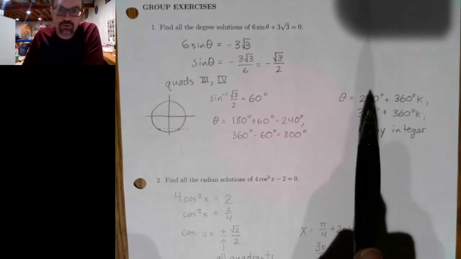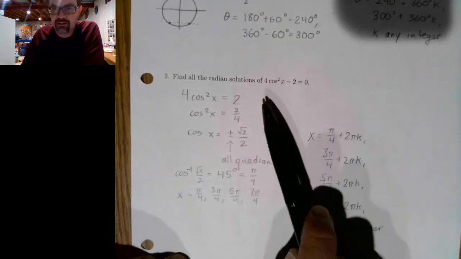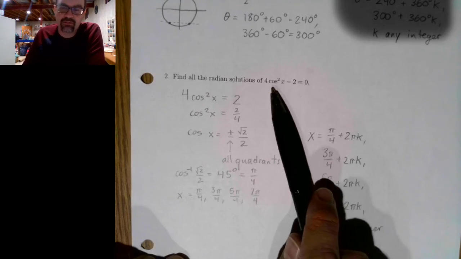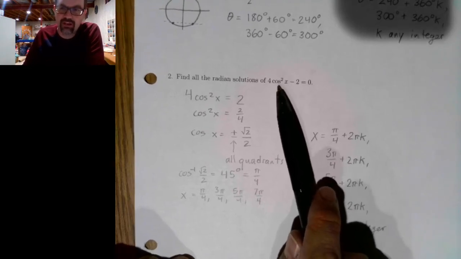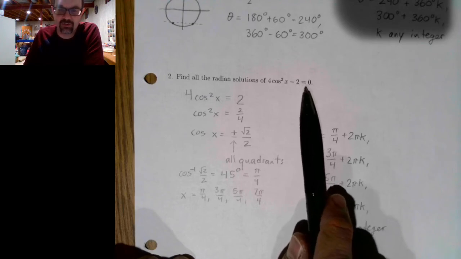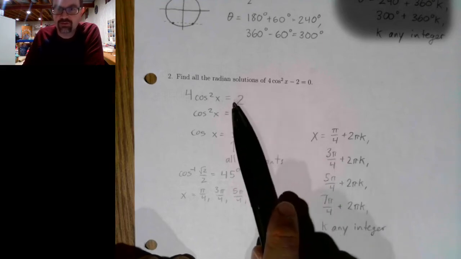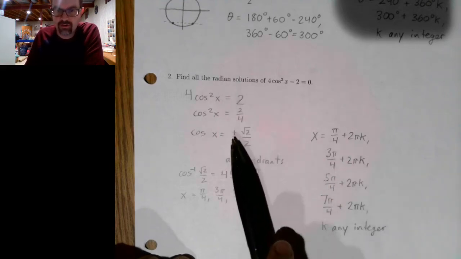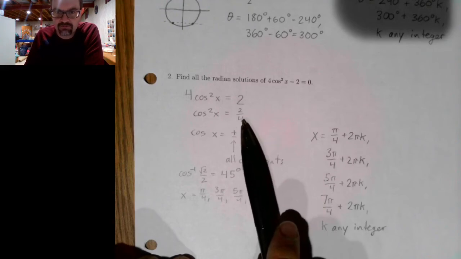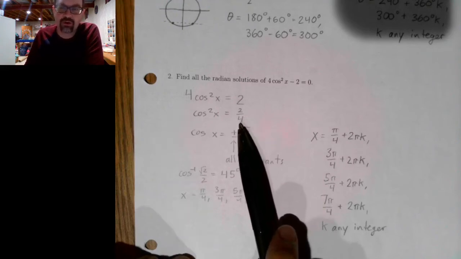Alright, number 2 had a little twist to it. So first off, we've got to get the cosine by itself. Now it's squared, but it's the only trig term there is. There's not another cosine term like we had in that previous example. So you can actually just get this guy by itself and take a square root. So add 2 to both sides, divide both sides by 4, and, well, 2 over 4, it's 1/2, but we're going to take a square root.